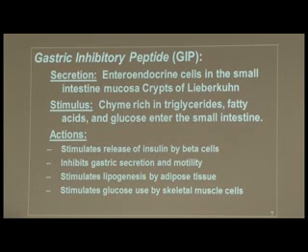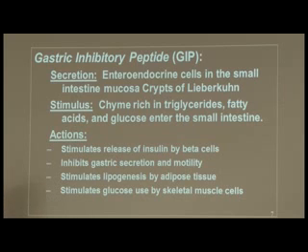All right, so another hormone that's produced within the crypts of Lieberkühn in the small intestine is gastric inhibitory peptide. Following the same pattern again, first letter of each component, so GIP. And it's named beautifully because it tells you what it's going to do.